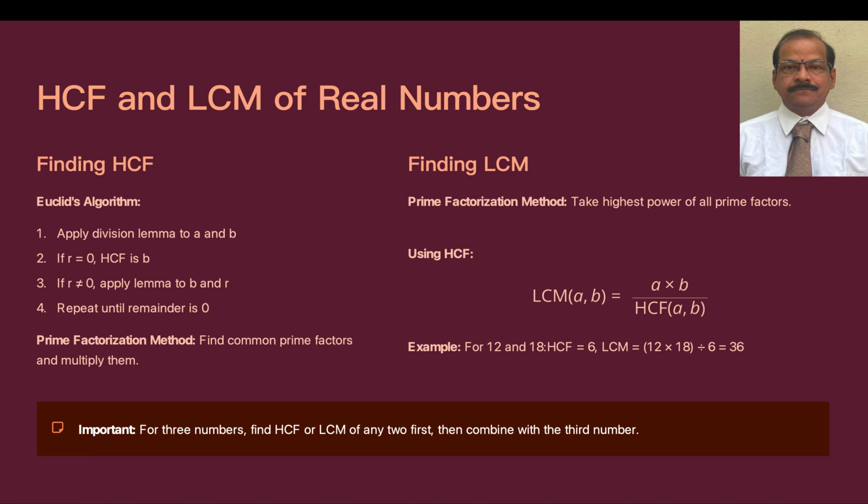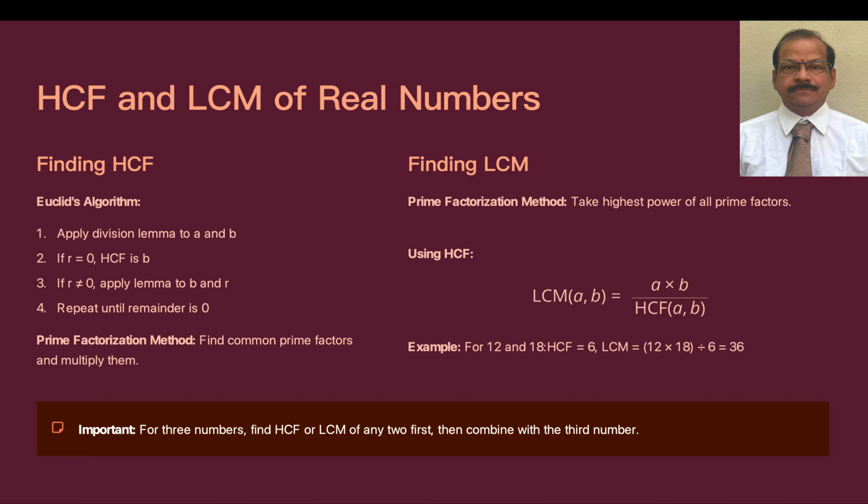In case it is not equal to 0, then you have to apply this lemma to B and R instead of A and B. You have to continue until and unless a remainder comes to 0. Once the remainder comes to 0, the latest divisor whatever you have at that point becomes the HCF.